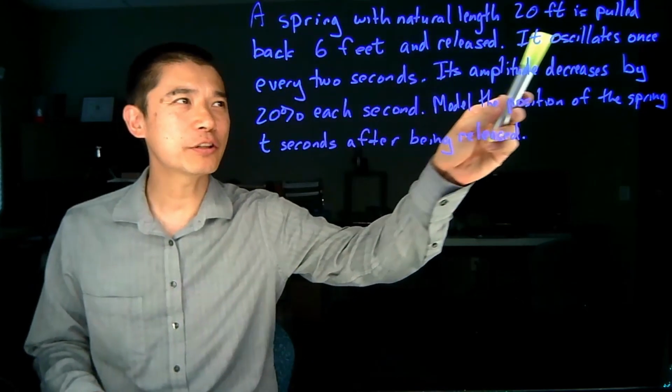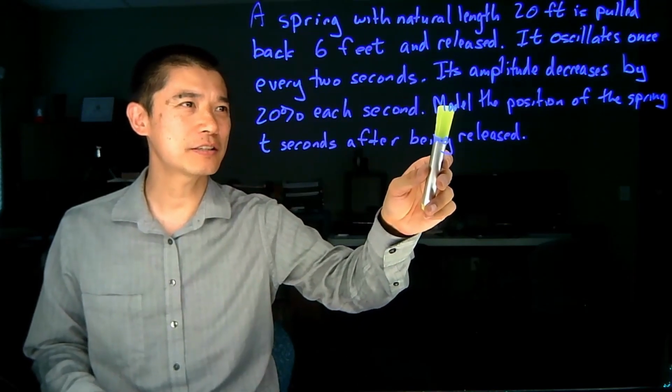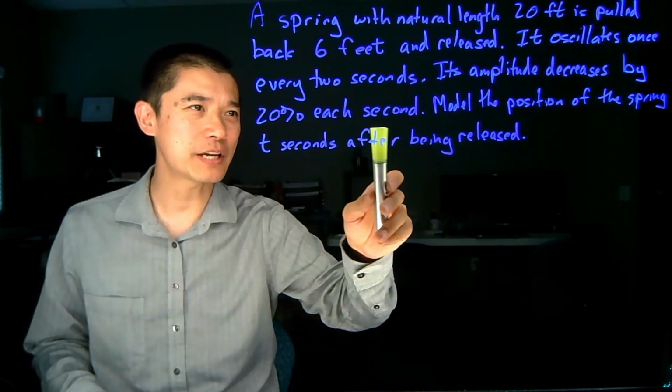A spring with natural length 20 feet is pulled back 6 feet and released. It oscillates once every 2 seconds. Its amplitude decreases by 20% each second.